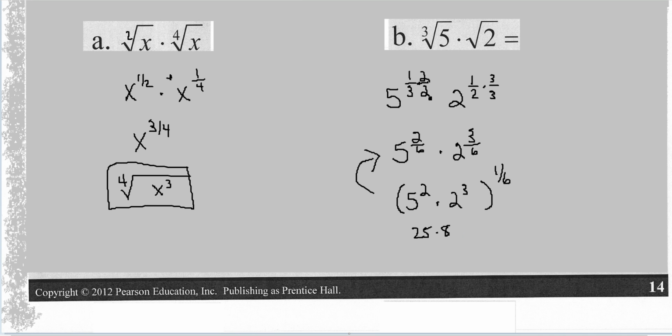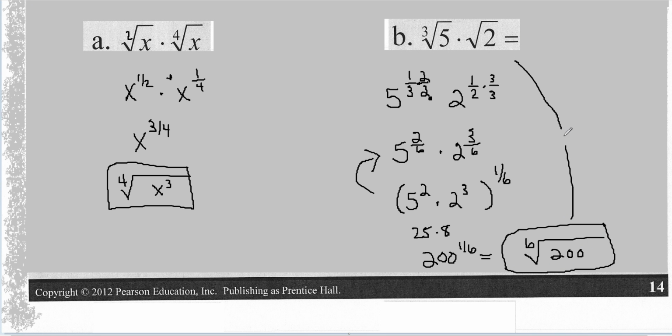So can I scoot down here a little bit? Running out of room. This is going to be 200 raised to the 1/6 power. And now in radical expression, I can write it to be the 6th root, with 200 under the radical sign. So that is this simplified in radical expression. And that is that. Done for now.